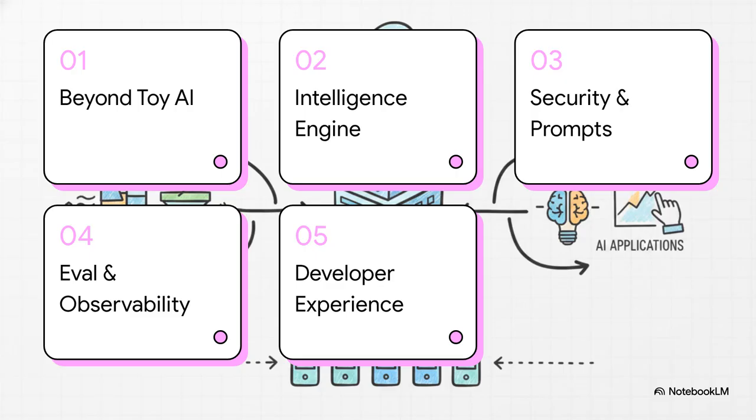Here's our mental roadmap for the breakdown. We're going to start by looking beyond toy AI, then unpack the core intelligence engine, lock down ironclad security and prompts, tackle the all-important evaluation and observability, and wrap it all up with the modern developer experience.